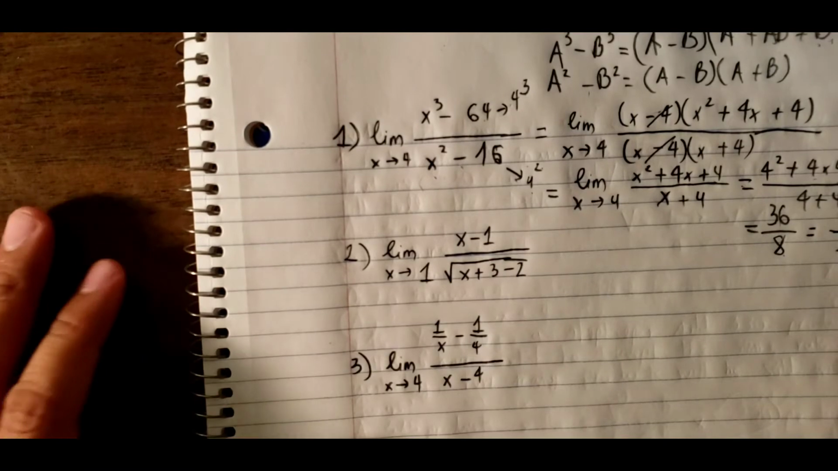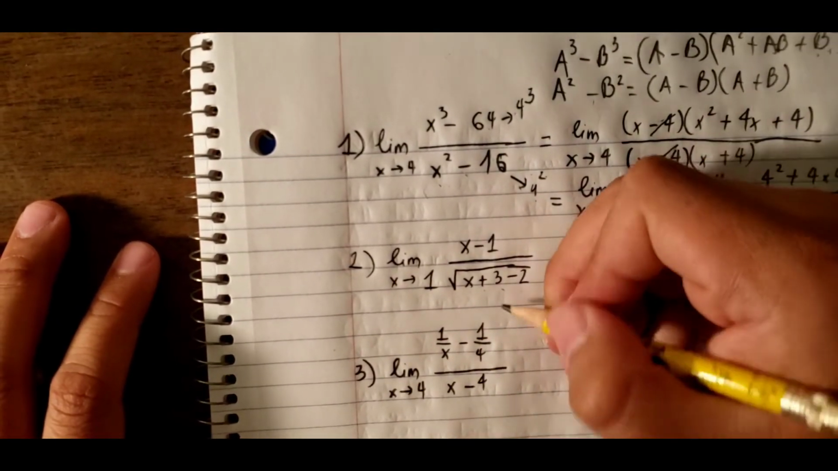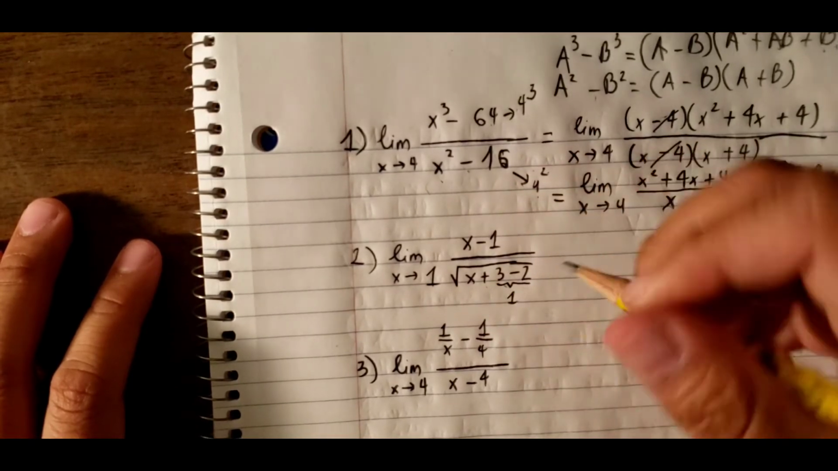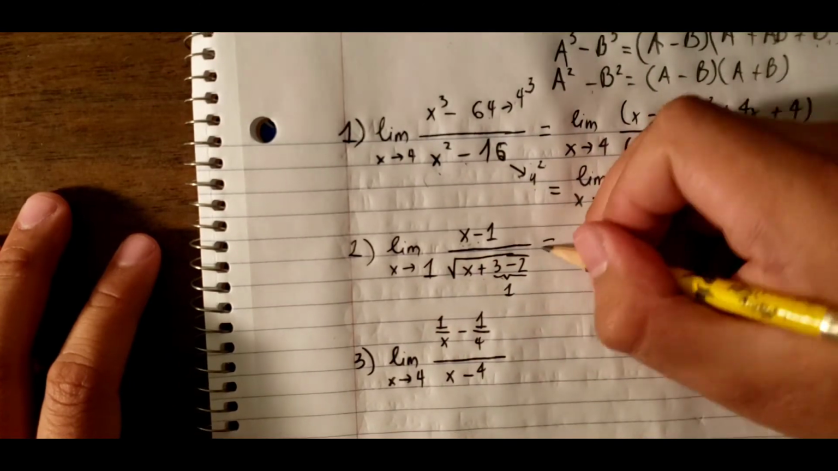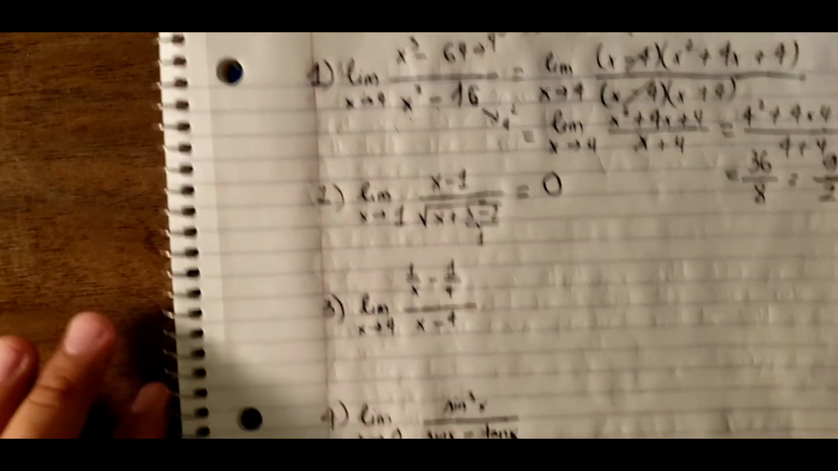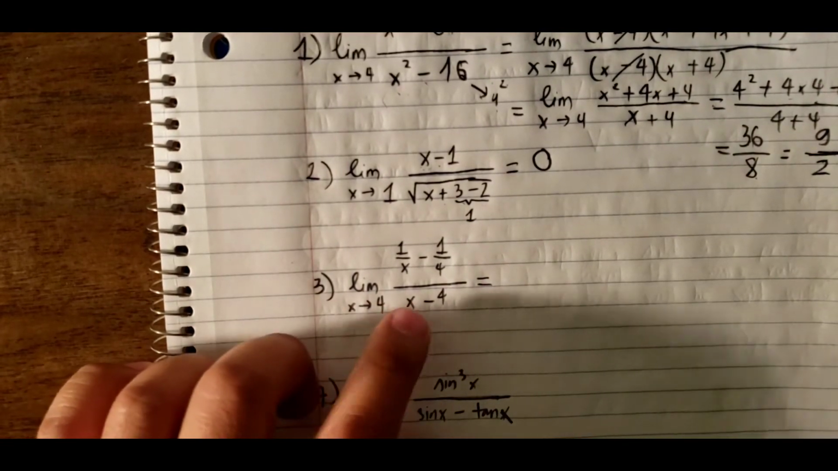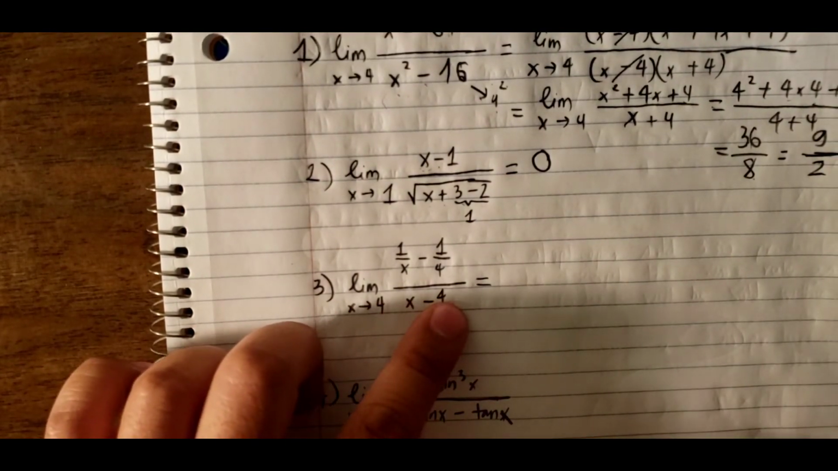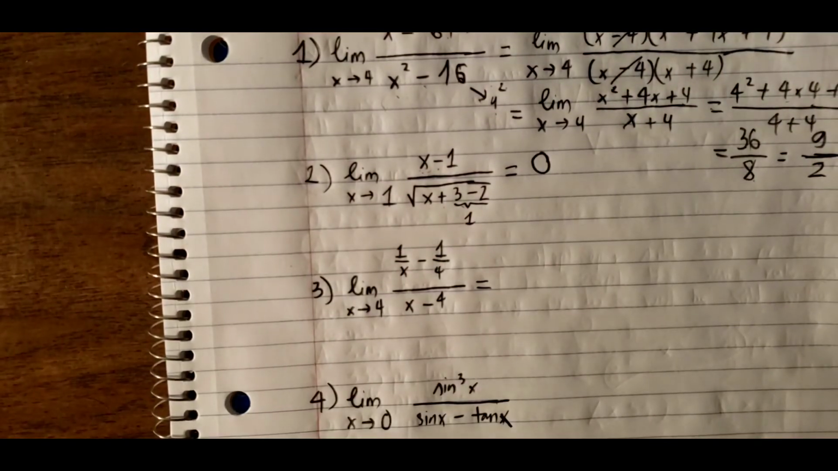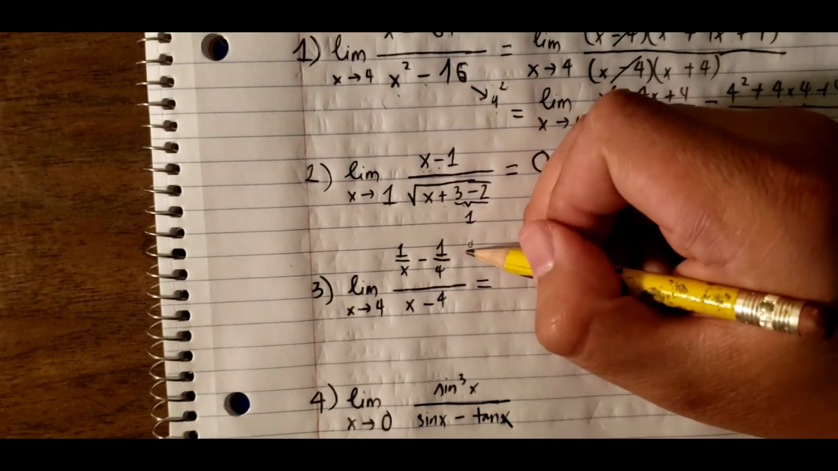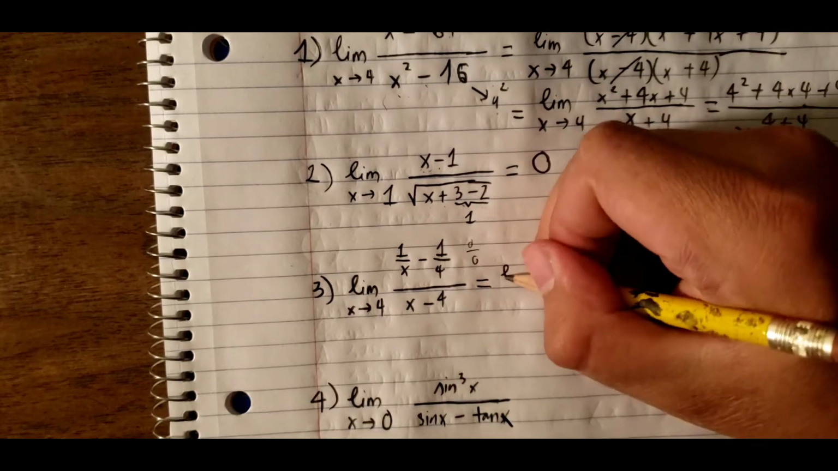Question number 2: s plus 3 minus 2 is 1, and 1 minus 1 is 0, so the limit here becomes 0. The next one: if we put number 4 in here, we have 4 minus 4 is 0, and 1 over 4 minus 1 over 4 becomes 0. So that means we have 0 over 0, and we need to simplify the fraction here.